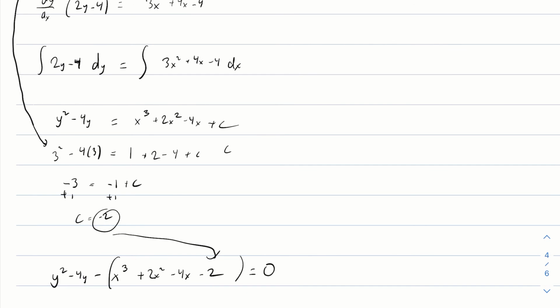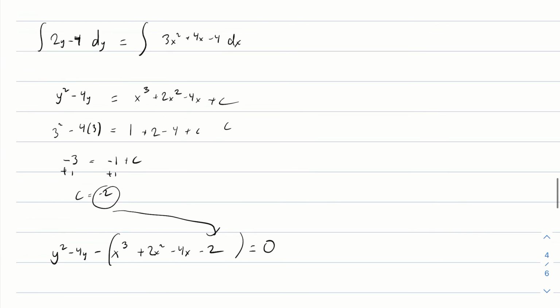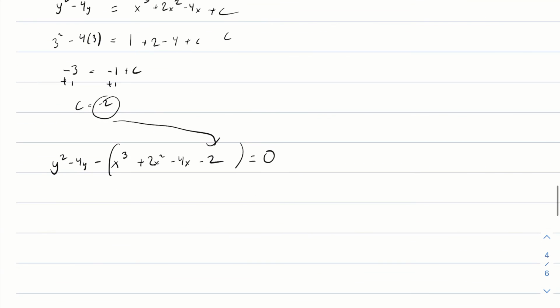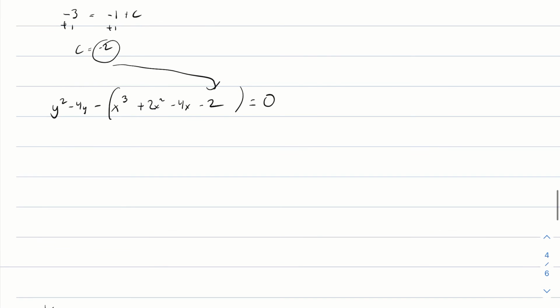This is not actually the full process here. I abridged it because I want this to be a short little video. You just stick it in there, and you get this result right here: y squared minus 4y minus x cubed plus 2x squared minus 4x minus 2 equals 0. I got this example from Paul's Online Math Notes, he's a god, you gotta check him out.